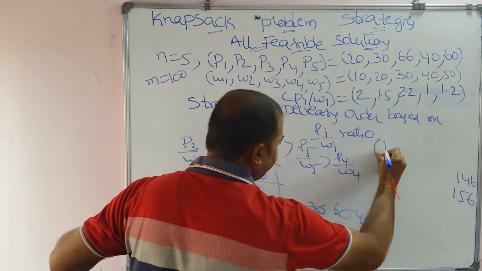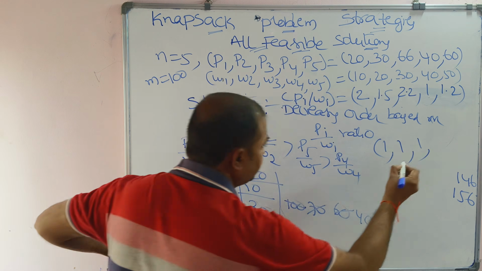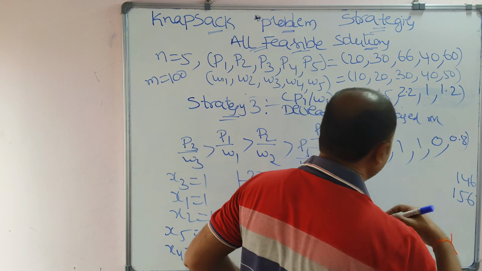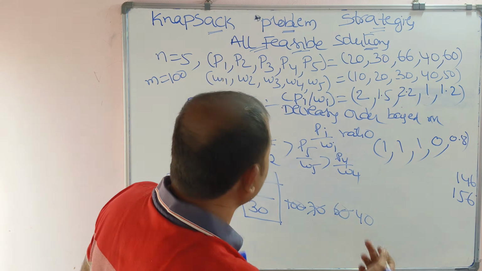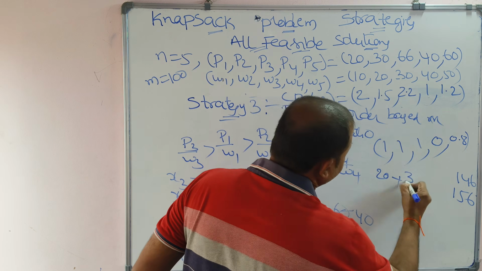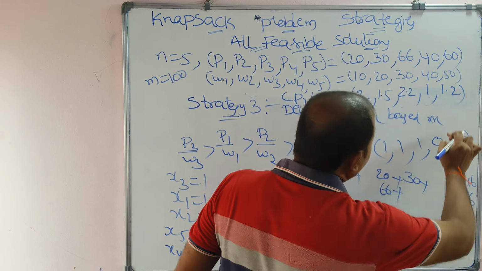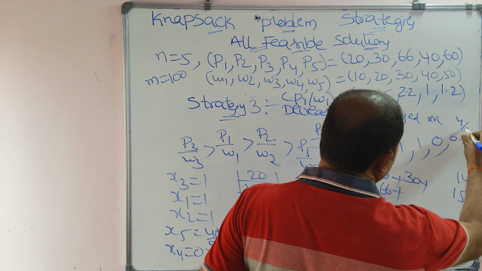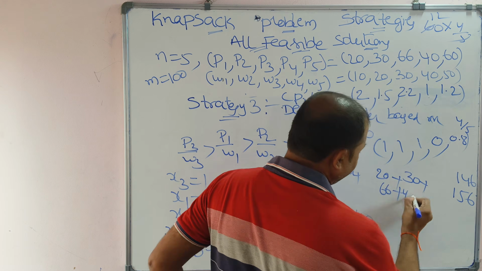So what is the solution vector now? What is x1? 1. What is x2? 1. What is x3? 1. What is x4? 0. What is x5? 4 by 5 or 0.8. Now let us calculate the maximum profit. So P1 into x1. So 20 into 1, 20. Plus 30 into 1, 30. Plus 66 into 1, 66. Next P4, 40 into 0. Next P5, 60 into 4 by 5 means 5 12s, 12 into 4, 48.